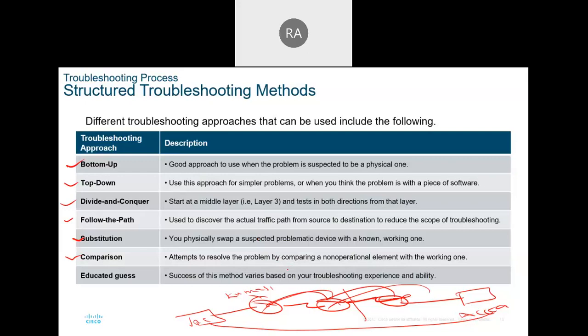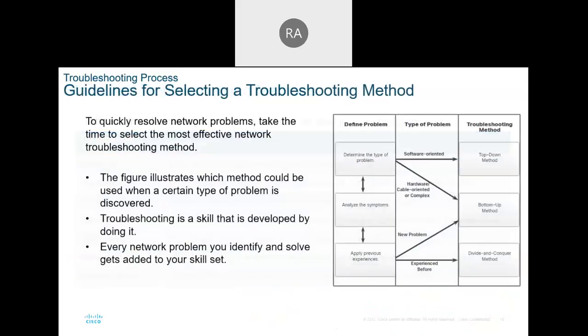It's like you're following a model. Okay, what's the configuration on that router or that switch that is making it work, and then you follow and put it on the ones that are not working. Educated guess: success of this method varies based on your troubleshooting experience and ability. You can guess based on experience. Even though it may not make sense to some people, you may be able to say, based on this, it should work, and you move up.